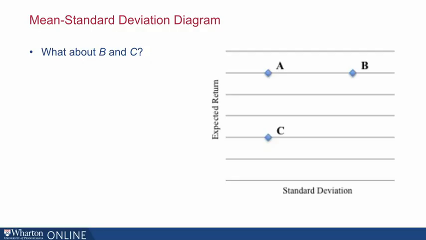Now let's consider A, B, and C together. So if we compare B and C, we will see that neither dominates the other. Some investors will prefer B, and some investors will prefer C. An investor who cares more about risk, so is more risk-averse, will prefer C, but the problem is this investor is going to get a lower return. So the investor who prefers B is still risk-averse but can tolerate more risk. That investor will be rewarded with a higher expected return.